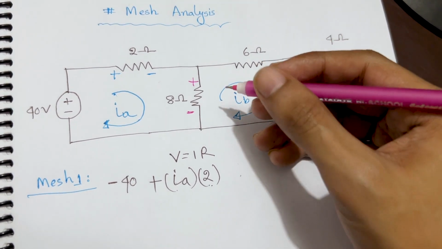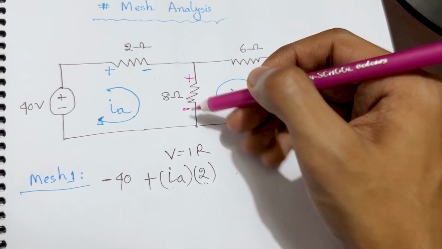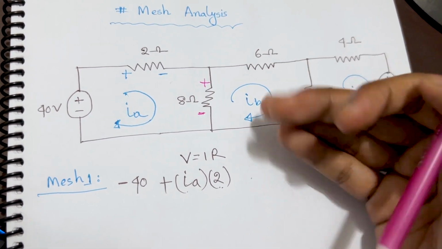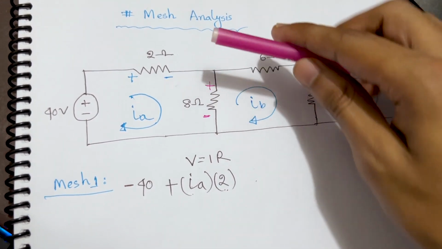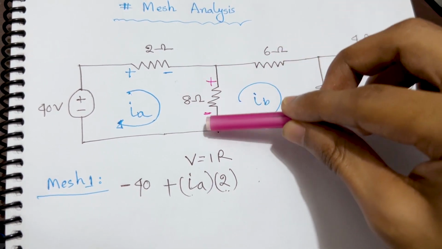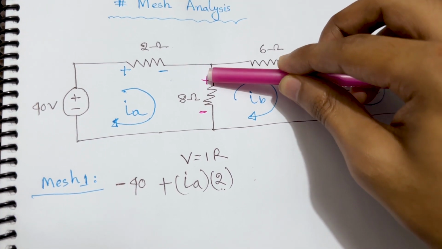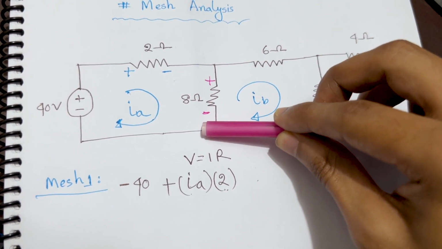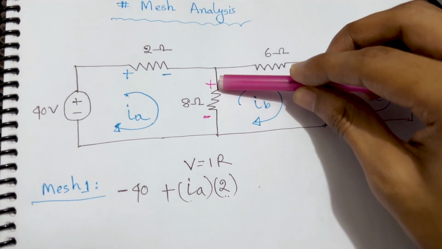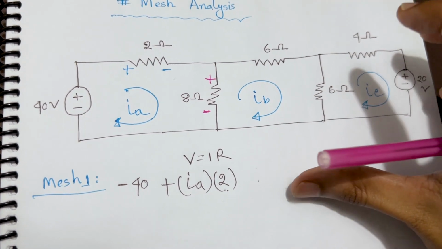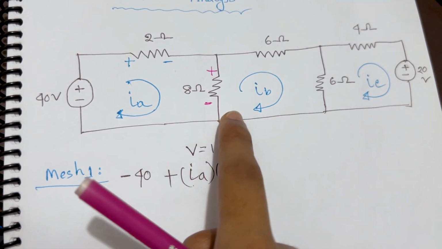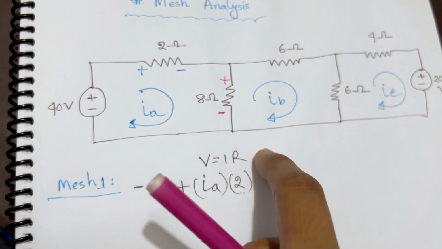And then we need to go through the 8 ohm resistor, but in this 8 ohm resistor there is also IB, which is going from lower to upper. But this current IA is going from up to low, from the positive side to the negative side. So IA flows from the upper value to the lower value, but the IB current is also flowing through this. So there is a problem here, a contradiction. IA is going from top to bottom, IB is going from bottom to top.